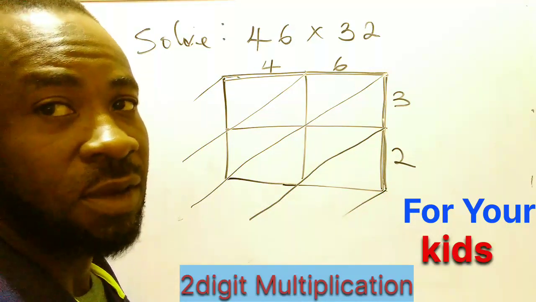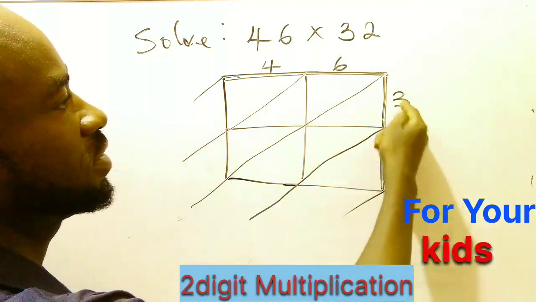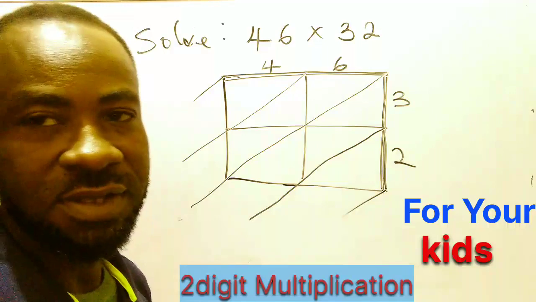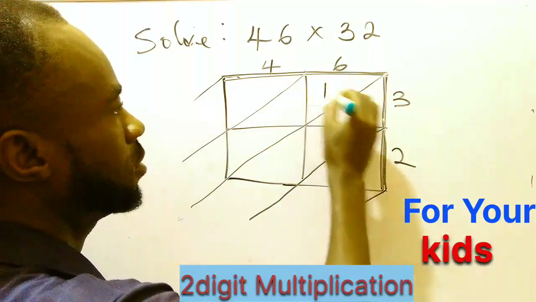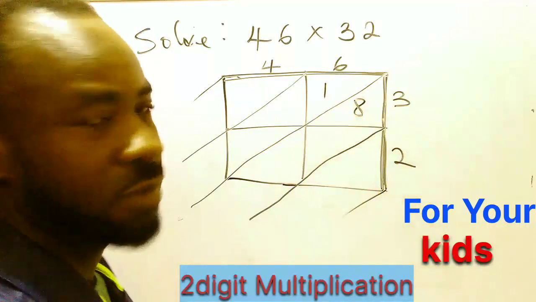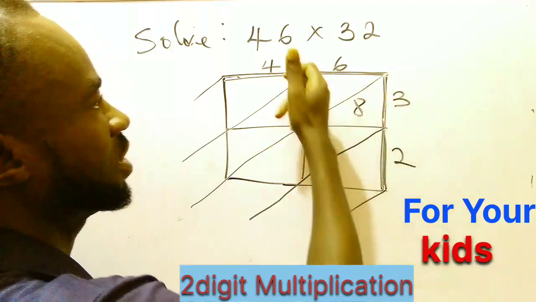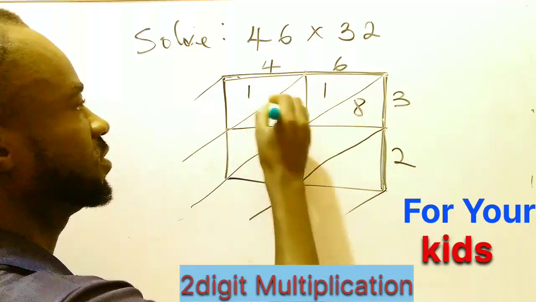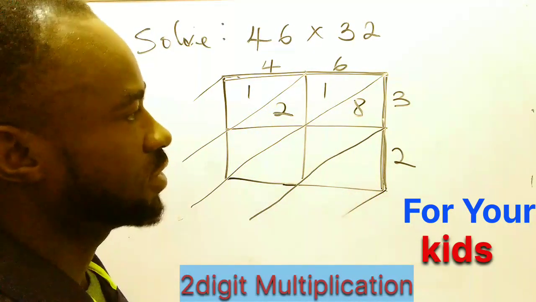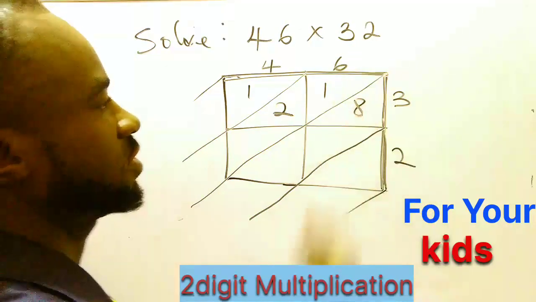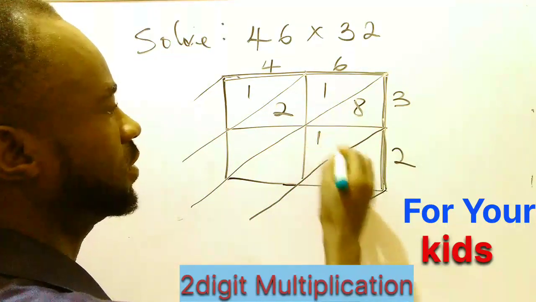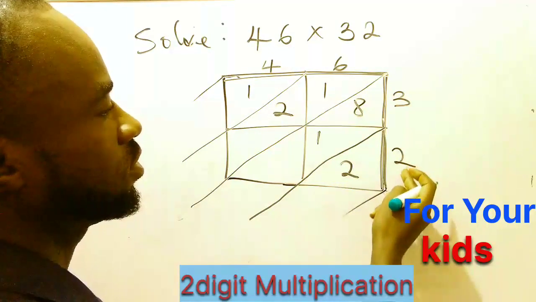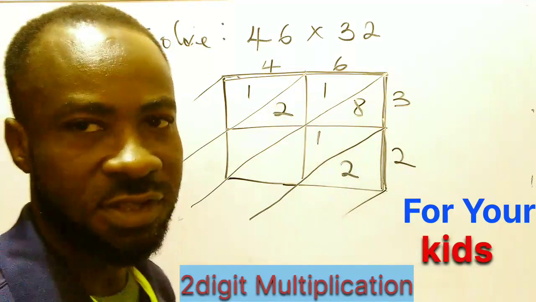Okay, now let's go. 3 times 6, that's 18. You put it. We go again. 3 times 4, that's 12. You put it in this box. Let's come again. 2 times 6, that's 12. Put it here. Let's go. 2 times 4 is 8.